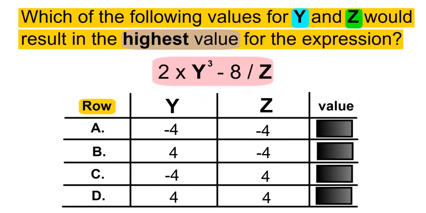On the far left column, we have the row, followed by y, then z, and in the last column, we'll write the value. We'll start with row A. In row A, y will be negative 4, and z will be negative 4.